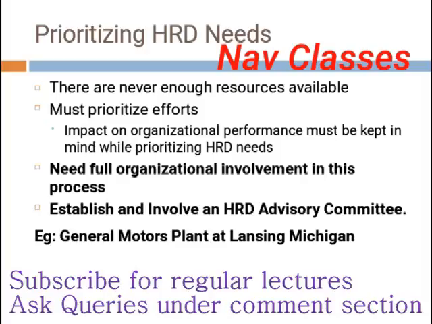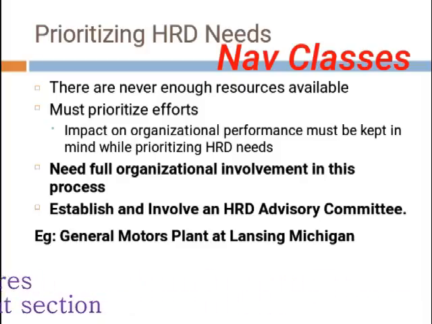The value was a saving of $5,02,825 in the first year. So in that case, the advisory committee helped General Motors do their HRD efforts with training solutions. So it was a great and good example for prioritizing HRD needs.